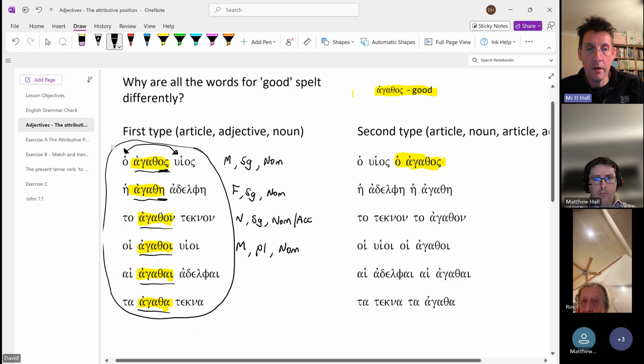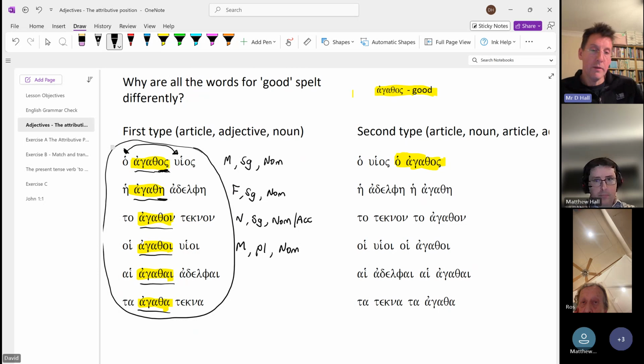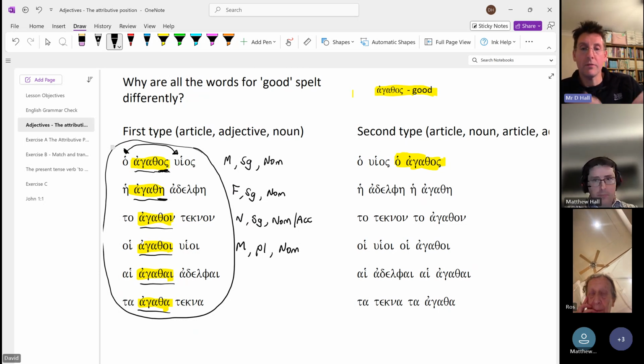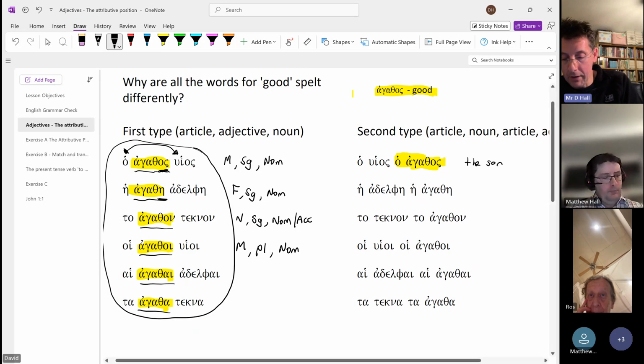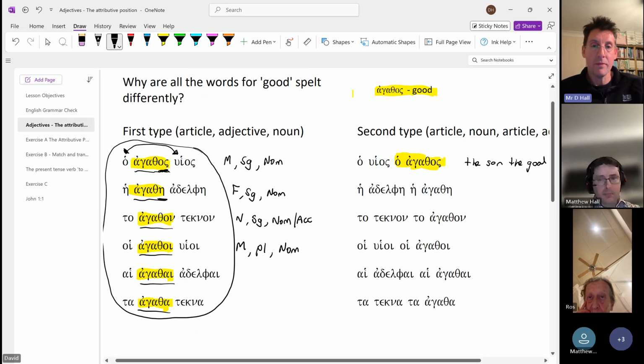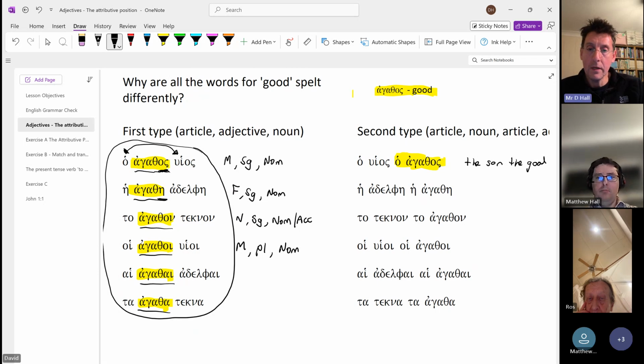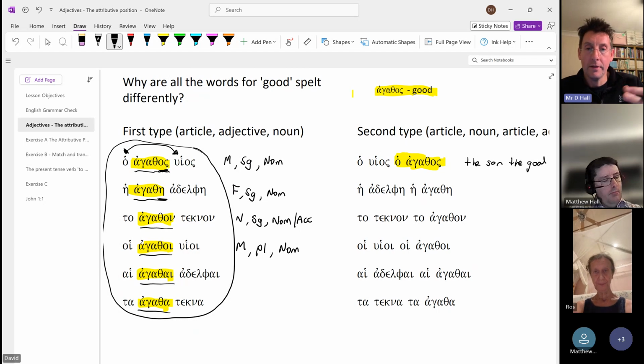So it's the son, and if we took agathos out, then we could just say we're talking about the son. I'm just describing a bit more about the son. So here, literally, this is saying the son, the good. Now, obviously, we don't write that as good English. What it's saying is the good son. So there's a second way of describing nouns, by using an adjective. And this is the second type.